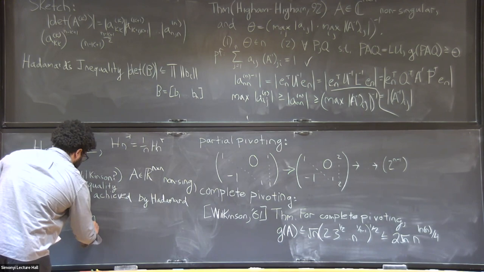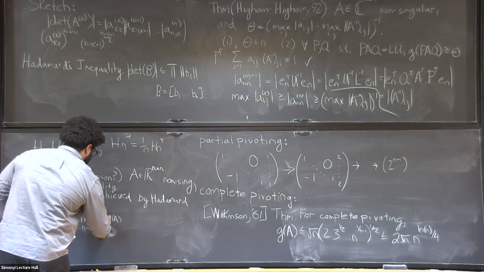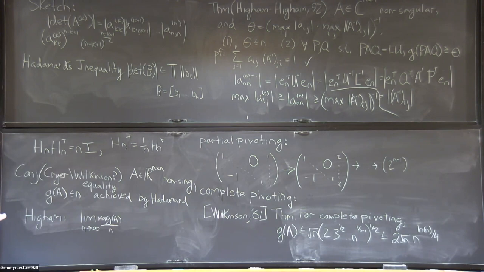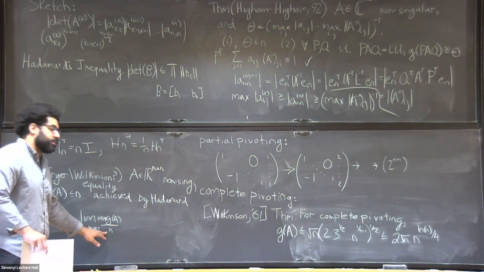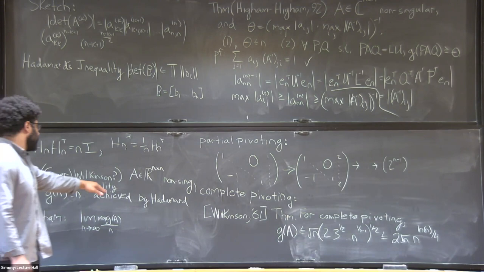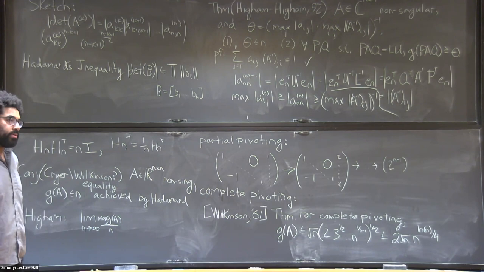This limit of the maximum growth, let's say over x. So the gap is quite large. I should say that recently, in some work of myself and Alan Edelman, we've been able to show that this is at least 2. So it breaks the conjecture, and it breaks it by a multiplicative factor of 2. So the maximum is over all non-singular matrices.